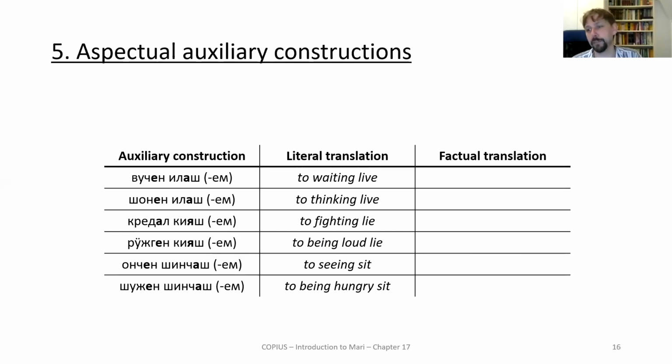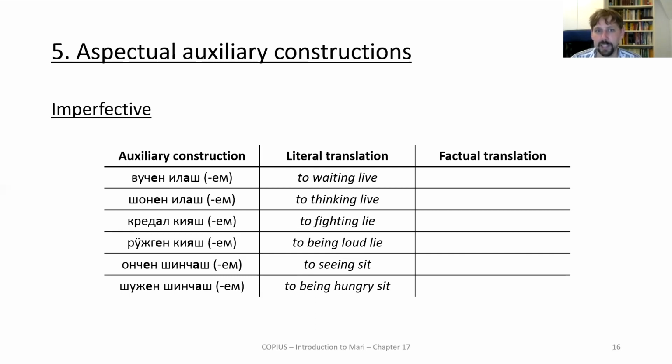Okay, we have seen aspectual auxiliaries before. This is my favorite topic. How we can have phrases where we have, for example, like here, fighting lie, kedal, the converb of to fight, fighting, and then kiash, to lie, and it just means then to fight over a long time period. We're having another look at these here. What could these pairings mean? And think about like live, what could this indicate? Well, long, that something lasts for a long time.